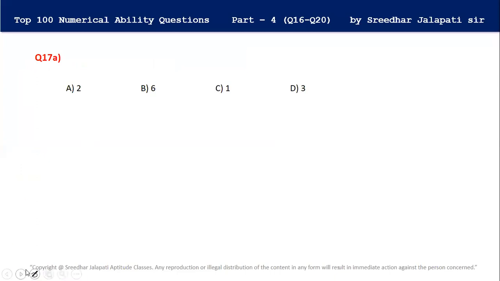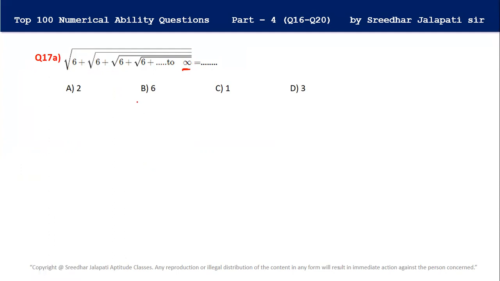Question number 17. Here is the question again. What is the value of this? It is a regular question. In fact, we have studied these kind of questions in our school days as well, in our 9th, 10th mathematics. So under root of 6 plus 6 plus so on up to infinite terms.